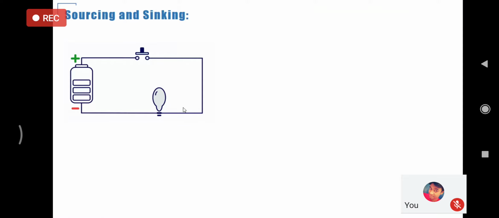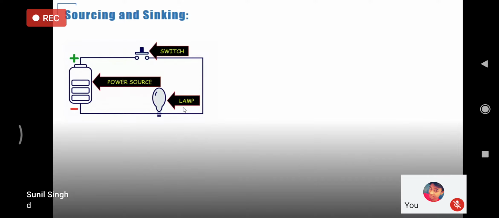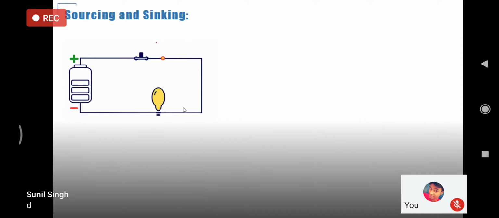Okay. Before proceeding, we were talking about the sourcing and sinking concept. To understand it, we need to appropriately select the sensors, the actuators, as well as the IO cards of the PLC. Considering this circuit, we can observe a power source, a switch, and a lamp. When the switch is closed, the current flows from the battery terminal to the lamp. This is termed a sourcing type.